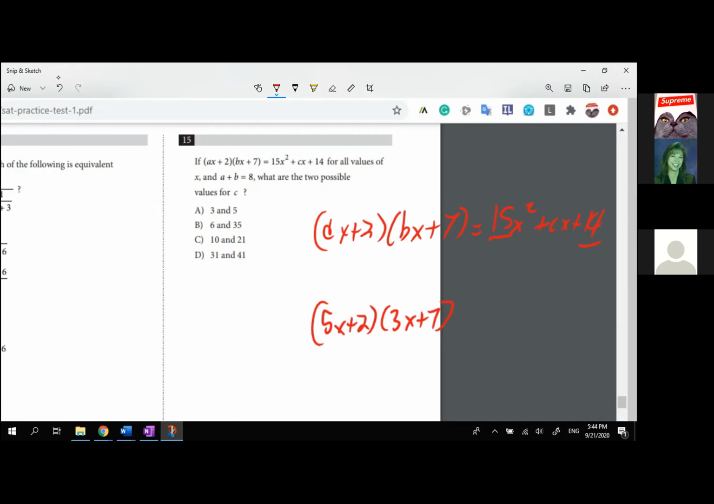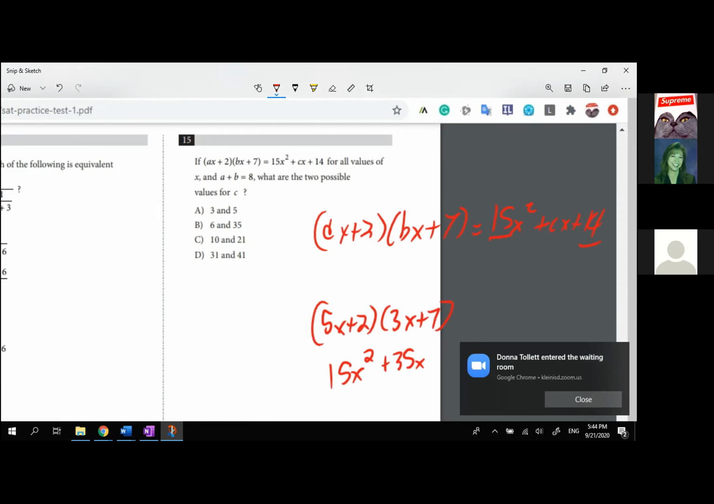So I'm going to go ahead and break this down. 5x times 3x, 15x squared. Then I'm going to go ahead and do 5x times 7, which will equal 35x. Then we can do 3x times, or sorry, not 3x times, I apologize. 7 times 5x. Wait, whoa. No, I'm so sorry, y'all. It's 2 times 3x and then 2 times 7. That's it. I am so sorry.